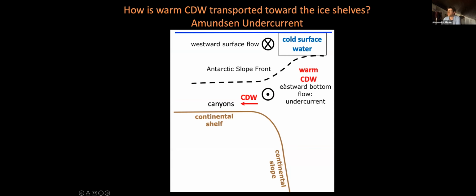Once this eastward undercurrent reaches a canyon, it is diverted onto the shelf and CDW is transported toward the ice shelves. So changes in the undercurrent cause changes in ice shelf melting in the Amundsen Sea.